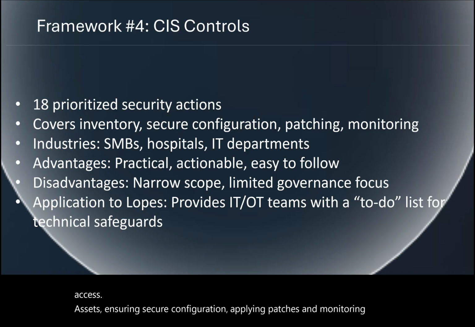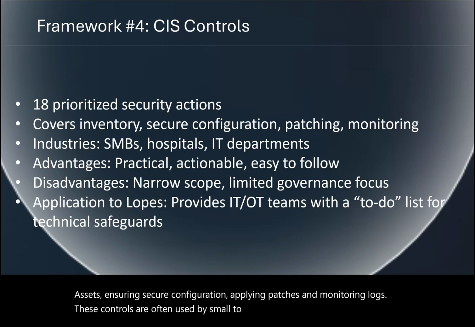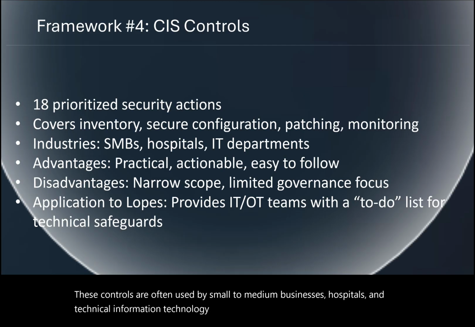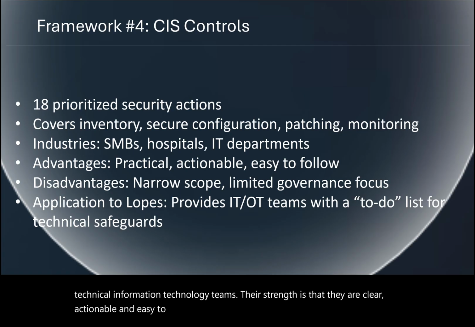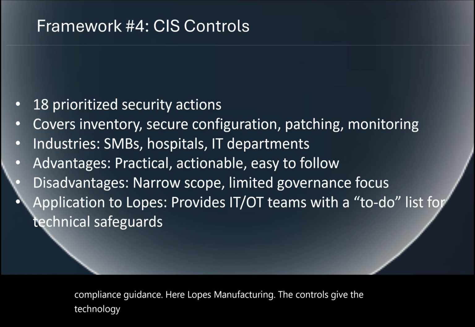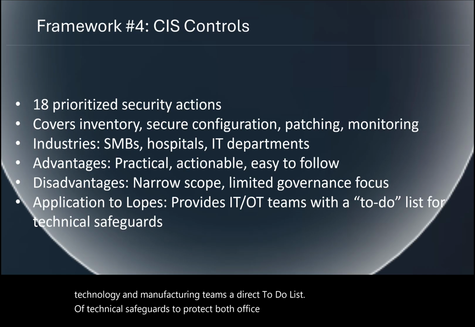These controls are often used by small to medium businesses, hospitals, and technical information technology teams. Their strength is that they are clear, actionable, and easy to follow. The weakness, though, is that they are somewhat narrow in scope and do not provide strong governance or compliance guidance. Here at Lopes Manufacturing, the controls give the technology and manufacturing teams a direct to-do list of technical safeguards to protect both office systems and manufacturing systems.